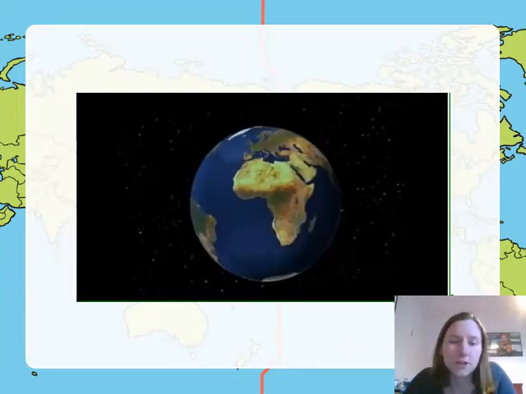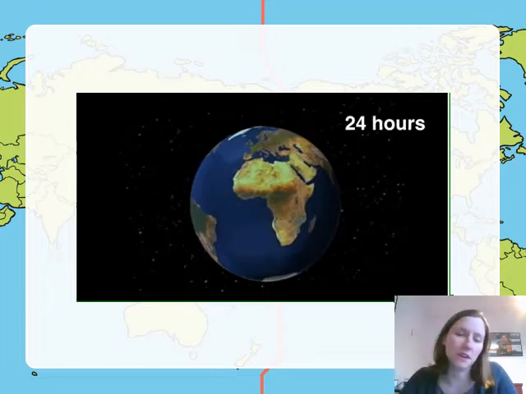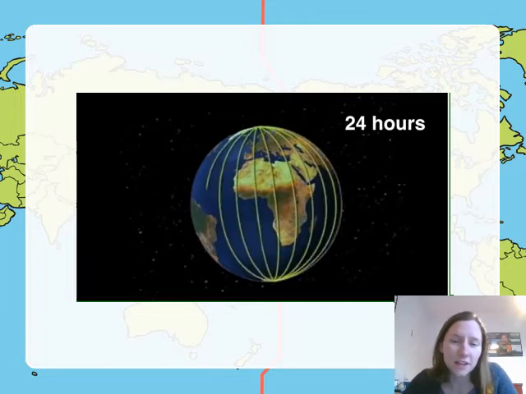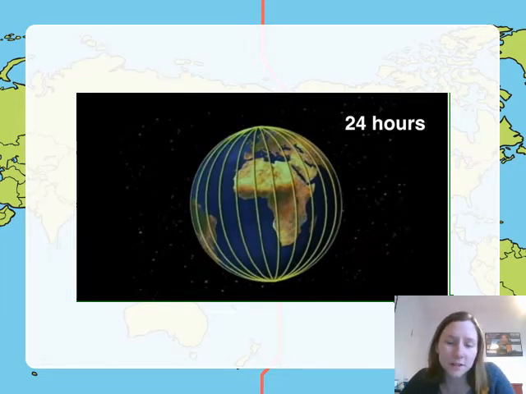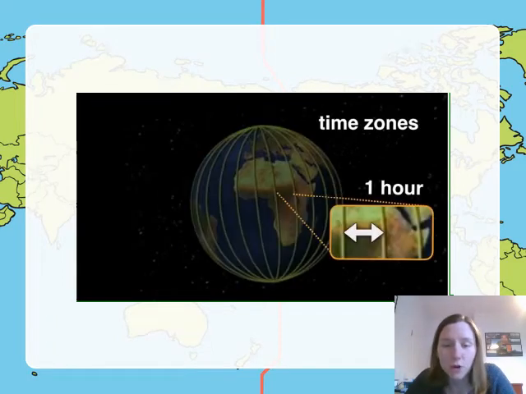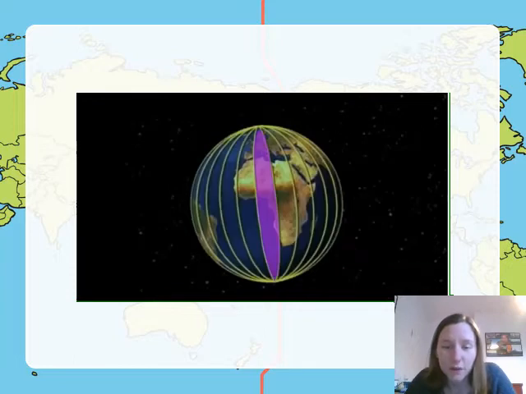Let me show you it on here quickly. Sometimes it's easier to understand it when you can see it appearing as you're watching. So we've got our 24 hours, and we're splitting the Earth up into 24 equal segments. Each of those segments is 15 degrees wide, and they're called time zones. So each time zone is worth 1 hour.